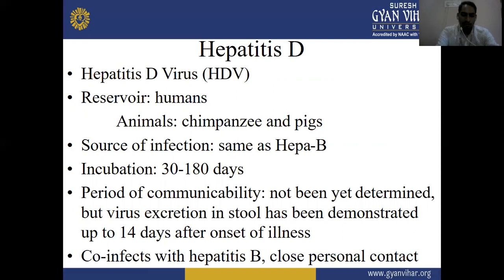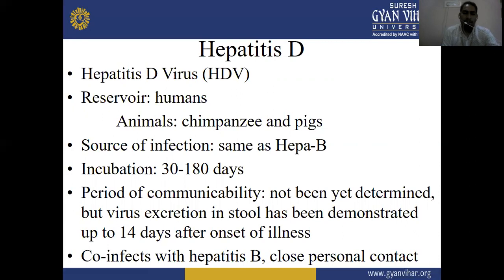Period of communicability is the time during which an infectious agent may be transferred directly or indirectly from an infected person to another person. The period of communicability has not yet been determined, but virus excretion in stools has been demonstrated up to 14 days after onset of illness.